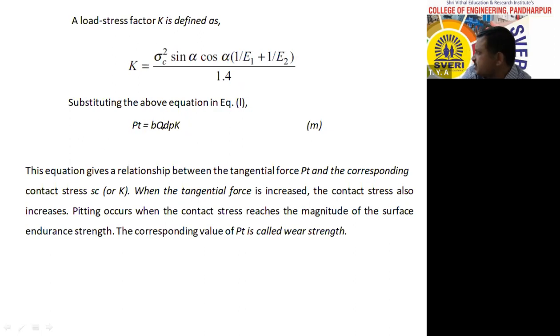Now, what are we going to replace? We are going to replace this Pt by SW. SW means wear strength. Therefore, this equation gives a relationship between the tangential force Pt and the corresponding contact stress sigma C, or K. When the tangential force is increased, the contact stress also increases. Pitting occurs when the contact stress reaches the magnitude of the surface endurance strength. The corresponding value of Pt is called wear strength.